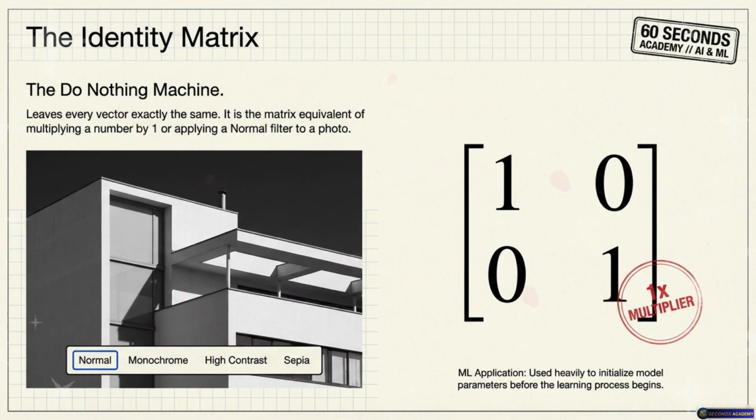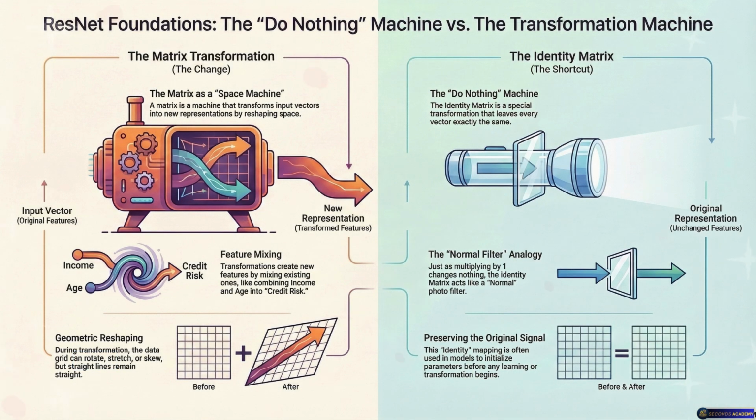So if it doesn't do anything, why does it exist? Why do machine learning engineers care about a machine that refuses to operate? Because sometimes doing nothing is the mathematically optimal choice, and the model needs a safe mechanism to choose that option. The most profound example of this in the history of deep learning is the development of ResNets, or residual networks. This is a huge industry application.